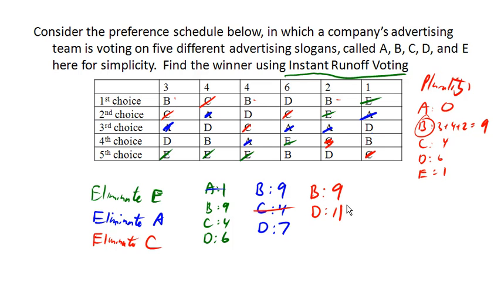Now it's worth noting that we could have stopped any time that we had a majority, but in this case, with 20 voters, a majority would be more than 10, and nobody had more than 10 first place votes until the very end here. And so D is the winner under instant runoff voting for this election.